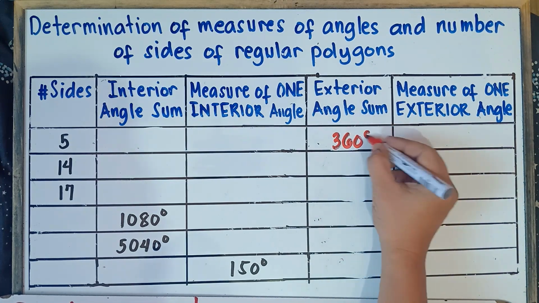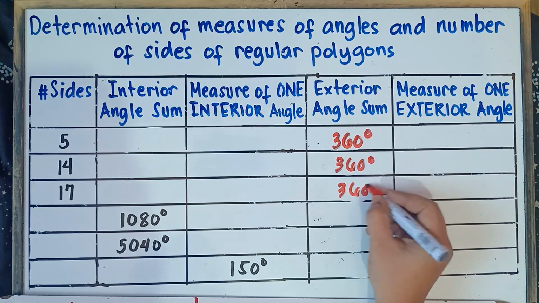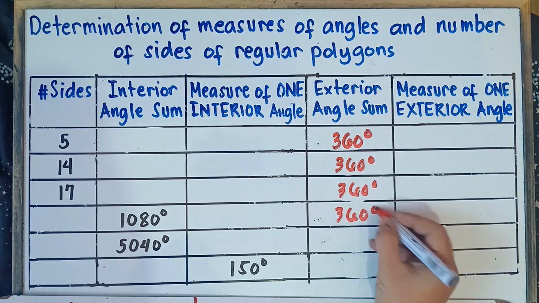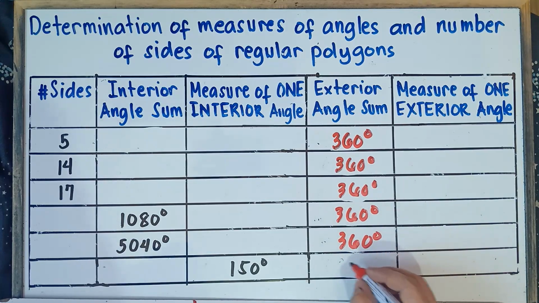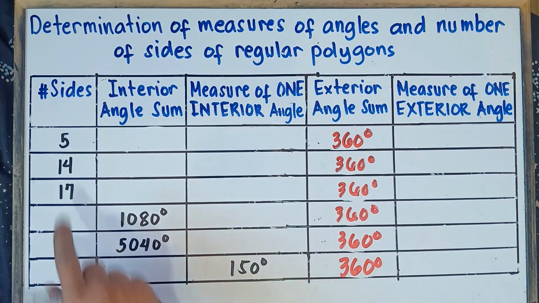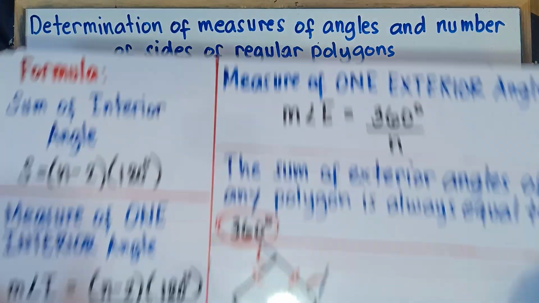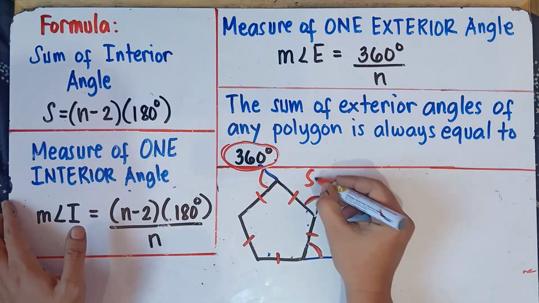So therefore, our answer for the exterior angle sum is 360 degrees. So we're all set with regards to the exterior angle sum. It's always 360 degrees. Alright, so let's start with this one. Our given sides, we have 5 sides, and we're told to find the interior angle sum. Let's do that.